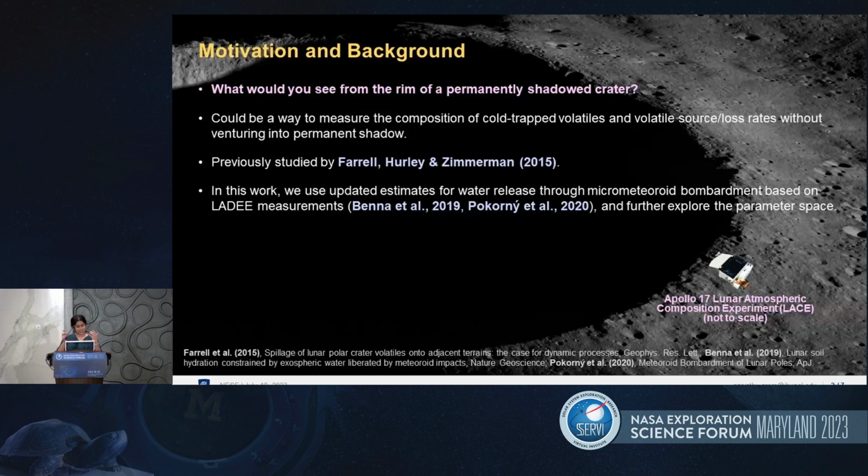This is, like most things, something that was previously studied by Bill Farrell, Dana Hurley, and Mike Zimmerman in their 2015 paper. And so what's new in the work that I'll present today is that since then, thanks to measurements by the LADEE mission, we have an updated understanding of how micrometeoroid bombardment operates globally and at the poles. And so we use an updated source rate for released water, and then we wade a little further into that parameter space.